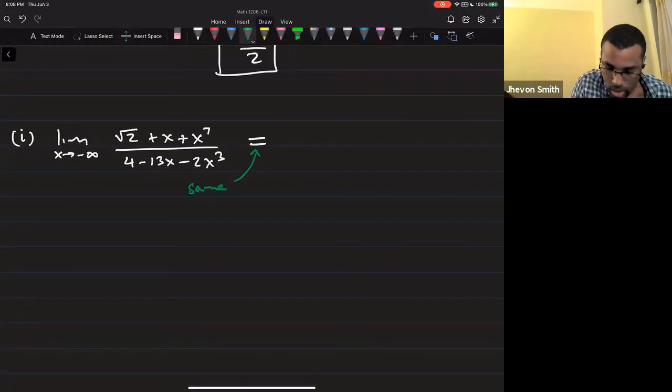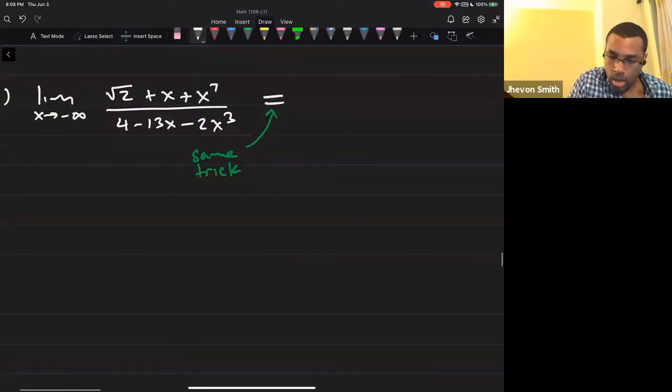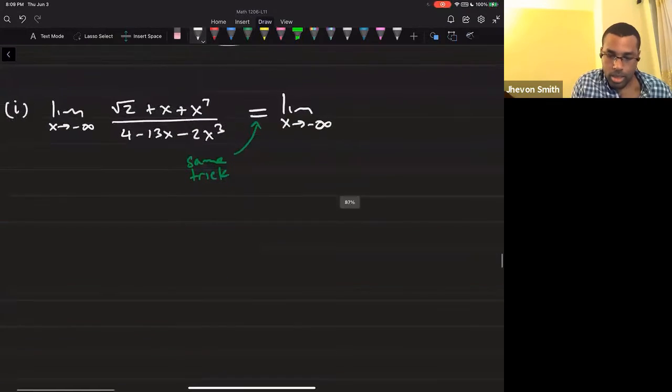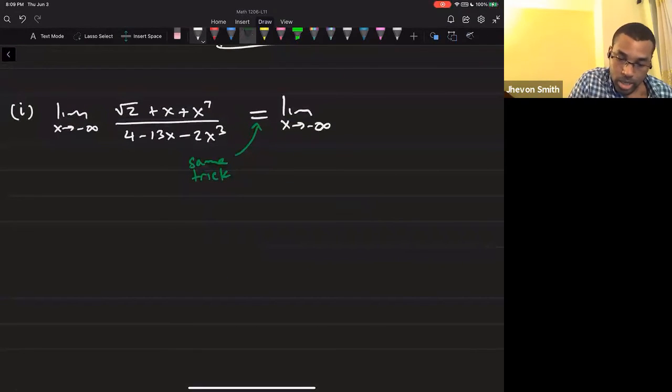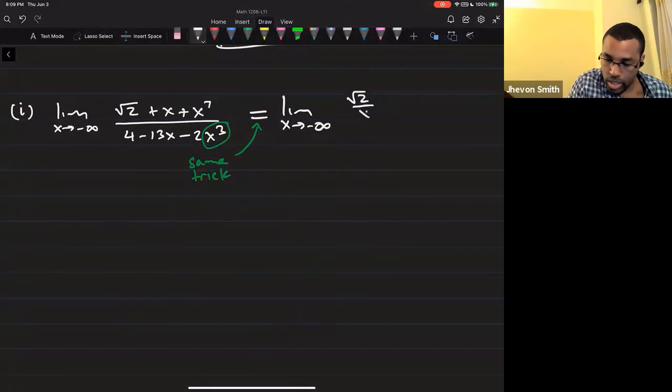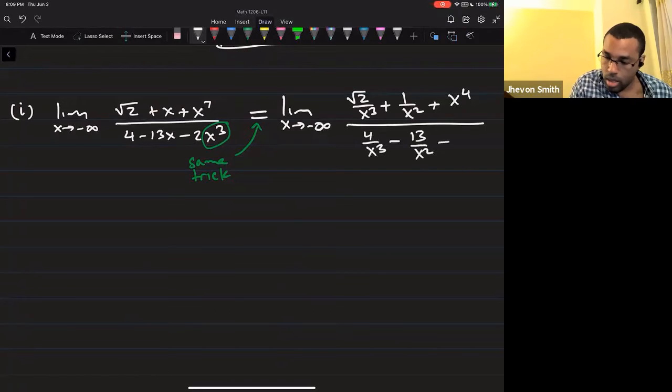Same trick. I'm going to divide each term by the highest power in the denominator, which is, in this case, x cubed. So I'm going to get radical 2 over x cubed. I'm going to get 1 over x squared. I'm going to get x to the 4th over 4 over x cubed minus 13 over x squared minus 2.